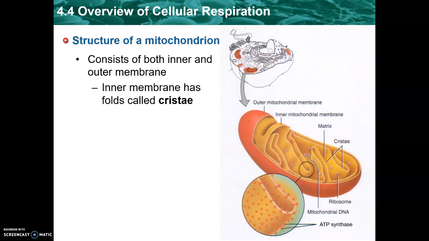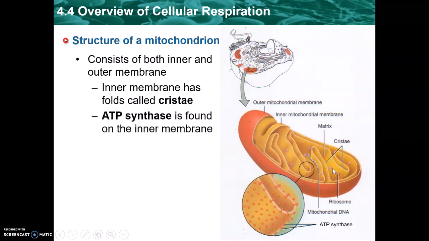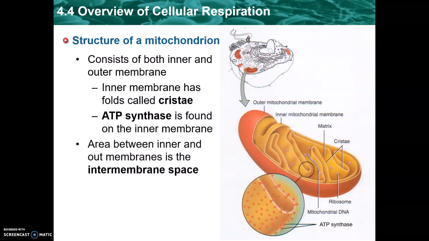The inner membrane is folded, as I mentioned. Those folds have a specific name. They're called cristae. And so you can see them labeled in the diagram here, and that would just represent a fold within that inner membrane. We mentioned ATP synthase being found in the inner membrane.